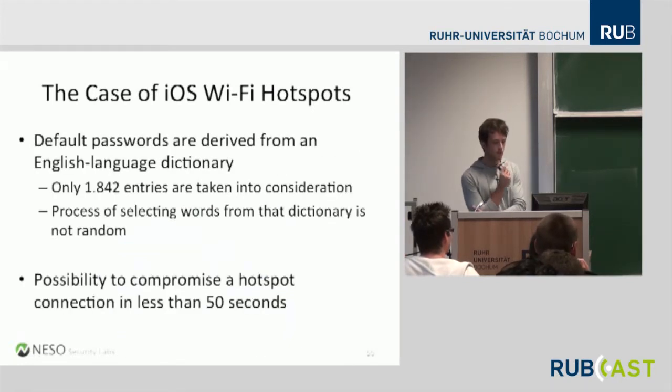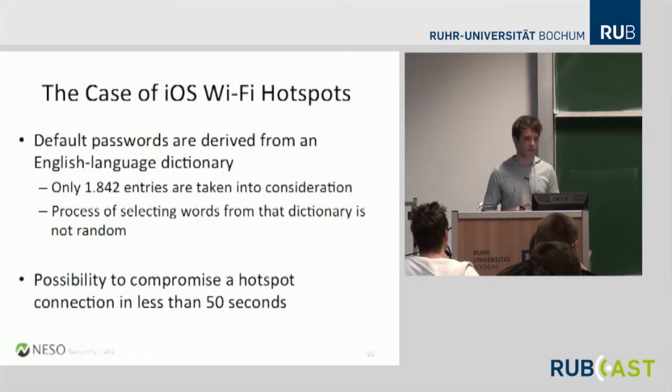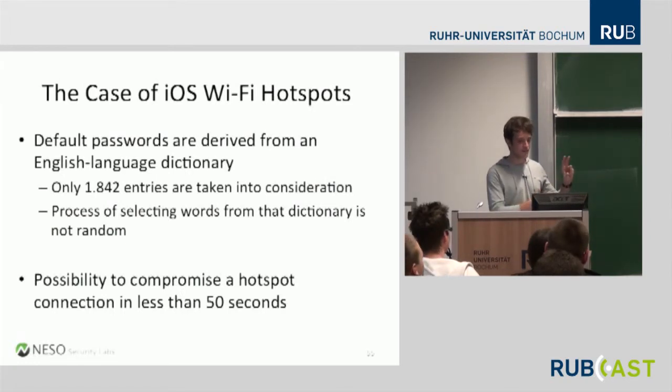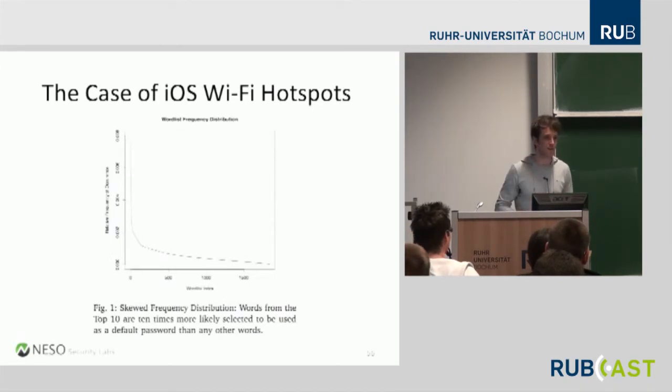In more detail, we observed that in fact the iOS spell checking framework was used to suggest a default password after installation. So this framework is usually used to underline misspelled words, and Apple reused that functionality to suggest you a default password. This is why default passwords are derived from an English language dictionary. The problem is that we found out that only around 1,800 words of that dictionary are used for default passwords. And compared to the number of millions of sold iOS devices, 1,800 different passwords is quite limited, right? And in addition, even the process of selecting words from that limited dictionary was not random. So words from the top 10 are 10 times more likely to be used as a default password than any other word of that limited 1,800 list.